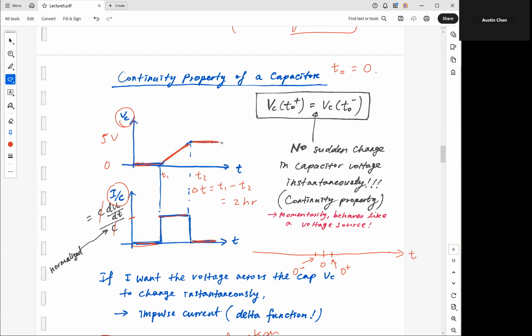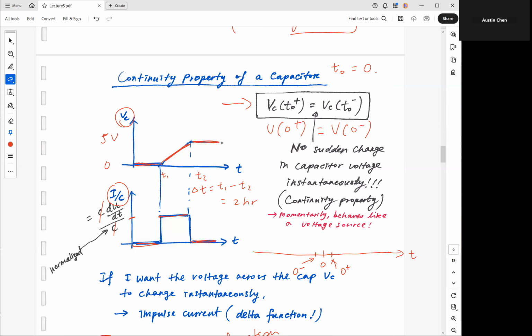So what this is trying to say is, if you look at V0 plus and V0 minus, the voltage that takes place at t equal to 0 plus and the voltage that takes place at t0 minus, they have to be the same. Meaning the voltage drop across the capacitor cannot change instantaneously. It cannot change suddenly. It can change gradually, slowly, but it cannot change instantaneously.